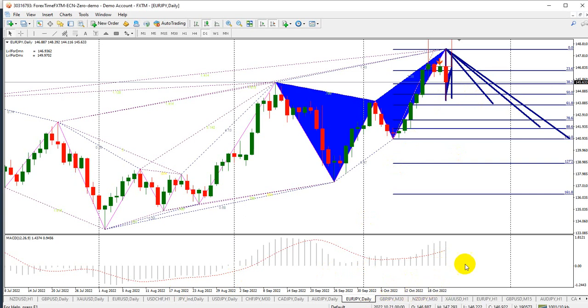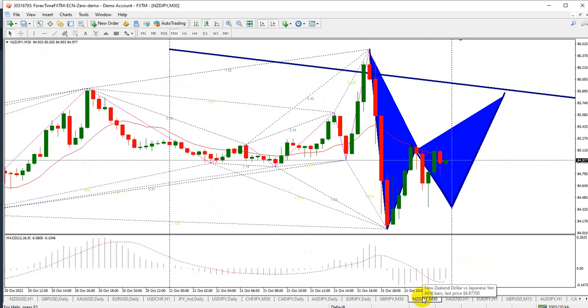And then finally we did NZD JPY, and in NZD JPY we said that price most likely will continue to go down on a lower time frame.